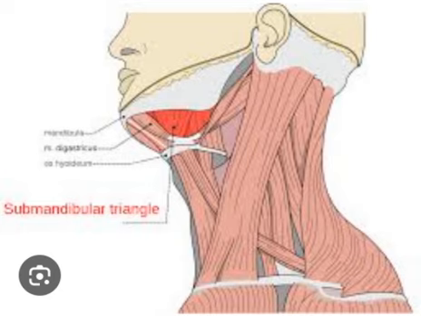Structure and function. The submandibular triangle is bounded anteriorly by the anterior belly of the digastric muscle and posteriorly by the posterior belly of the digastric muscle. The superior border of the triangle is the inferior border of the mandible. The triangle's floor is formed by the mylohyoid muscle.